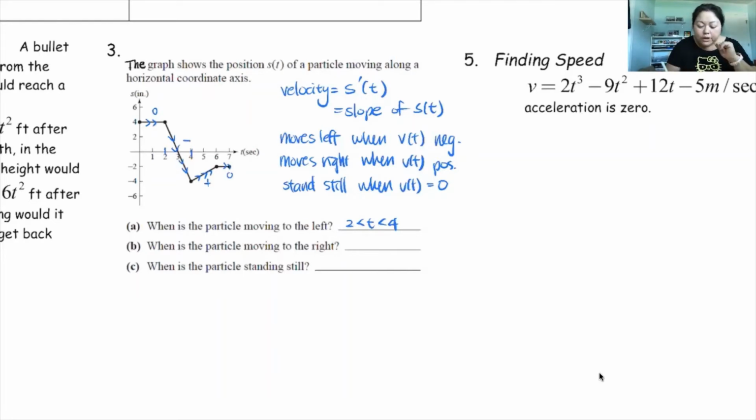Okay? When is the particle moving right? Well, it's moving right in this little segment here. That's going from 4 seconds to 6 seconds. So between 4 seconds to 6 seconds. When is the particle standing still? The particle is standing still here from 0 to 2. Once again, in this little segment here, from 6 seconds to 7 seconds. And that's it. All right, so again, keep in mind, positive slope means you're moving right, negative slope means you're moving left, and 0 slope means you are standing still.